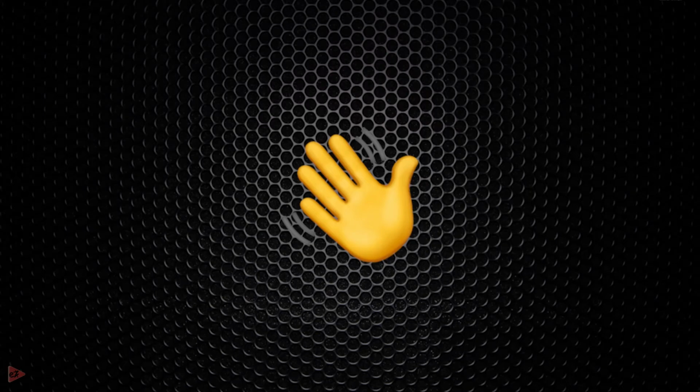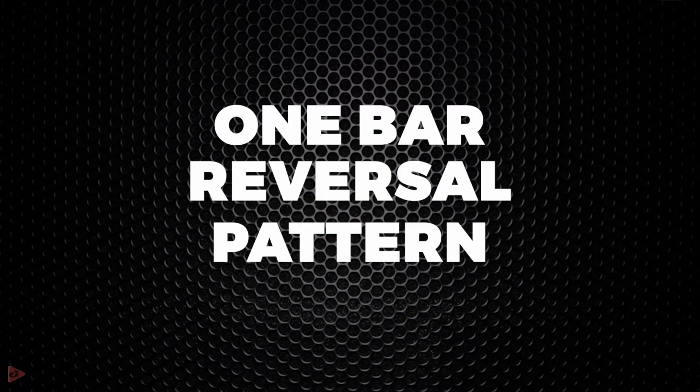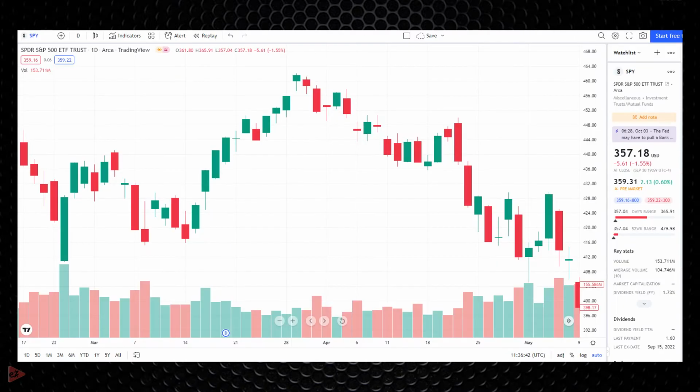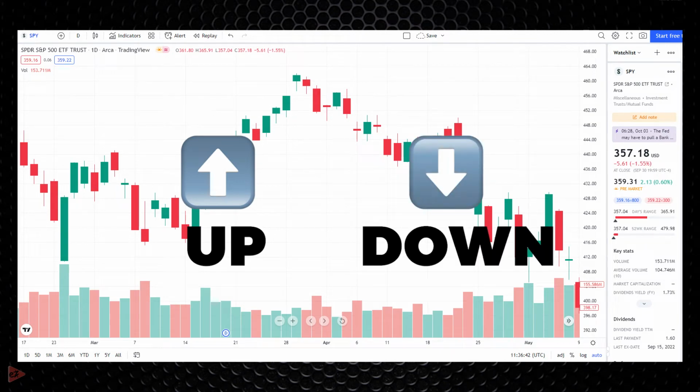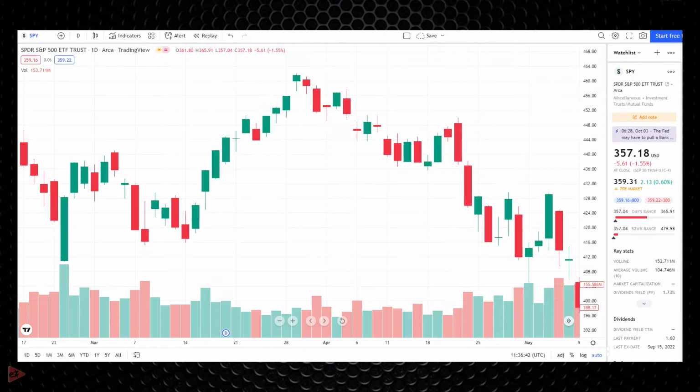Today we're going to be talking about a very important pattern when reading candlestick charts, which is the 1-bar reversal pattern. So let's take a look. And before we go any further, let's also keep in mind that this reversal pattern works on both up and down trends. But for the purpose of this example, let's go with an uptrend.